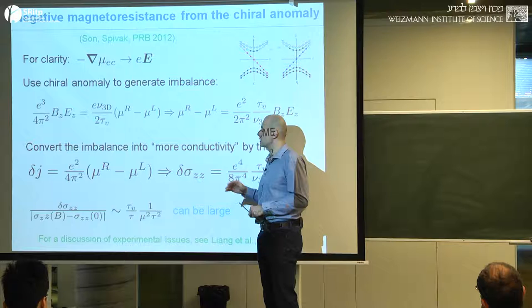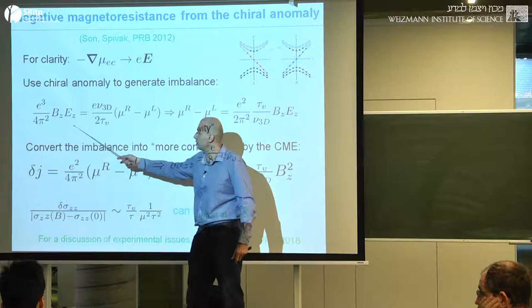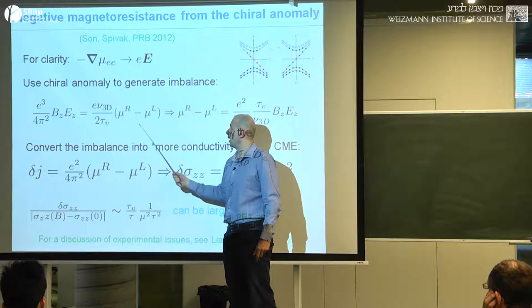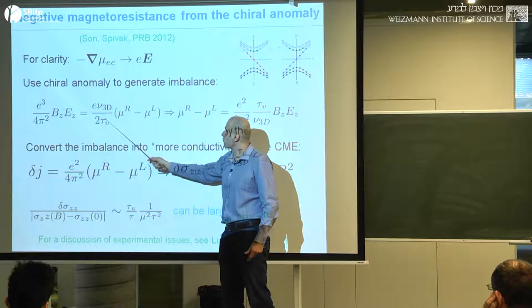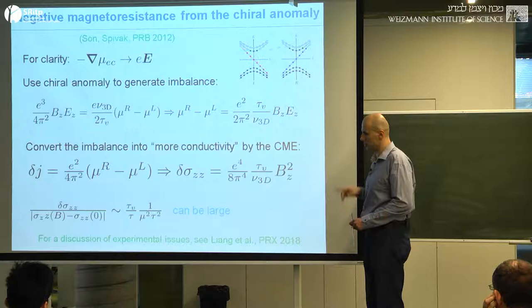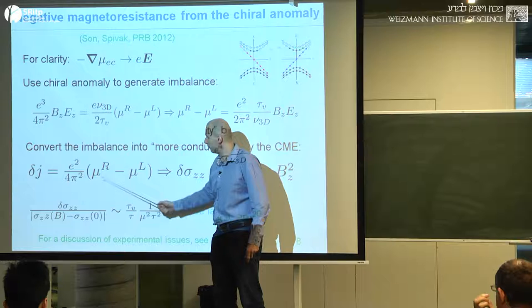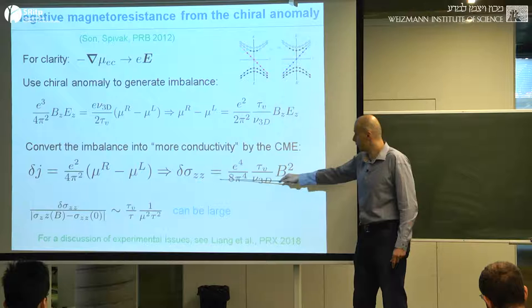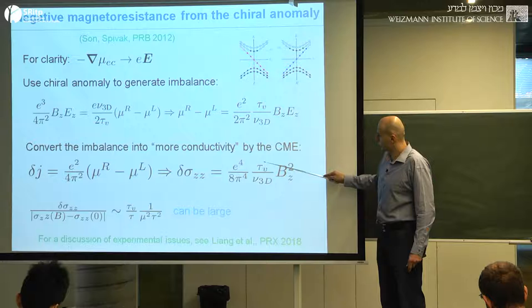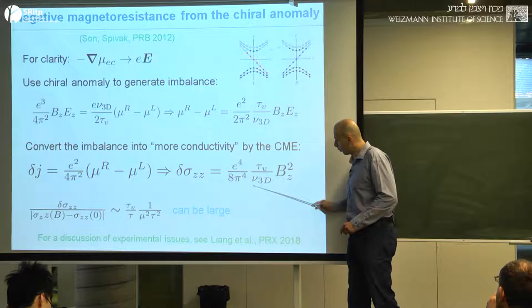So what do we need to do? We need to equate the biasing rate of the two valleys due to chiral anomaly to the relaxation rate due to intervalley scattering. Again, we will talk about that. So you do that, and you get a difference in chemical potentials that is proportional to B_z E_z, right? So we're flowing along the magnetic field. Now we take the chiral magnetic effect formula. There is an additional current flowing along the magnetic field if there is a chemical potential difference. And we get an additional contribution to the conductivity that is proportional to B squared, proportional to the intervalley scattering time, and inversely proportional to the density of states in the valley.